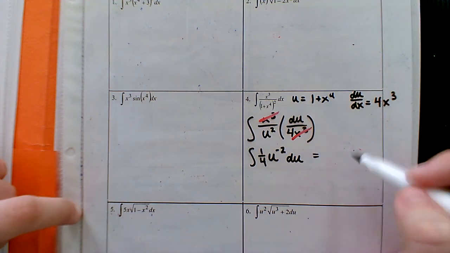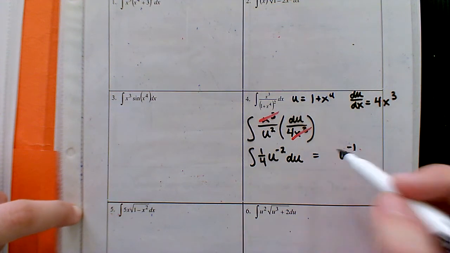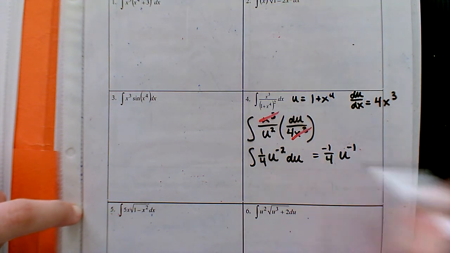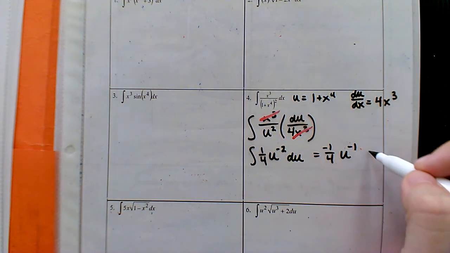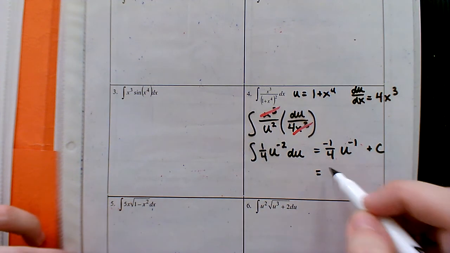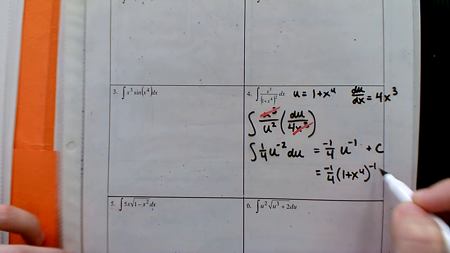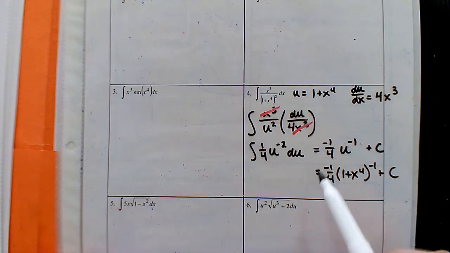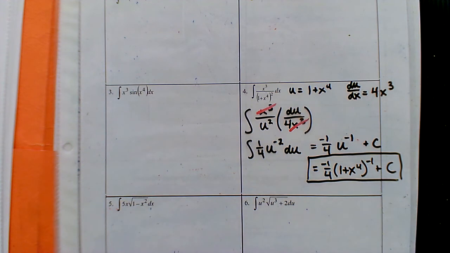Let's work backwards. We'll find our antiderivative. We'll add 1 to the power, divide the coefficient by the new power. We don't know the bounds, so we need that plus c. So it looks like we'll have negative 1 over 4, and then 1 plus x to the 4th to the negative 1st, plus c. You can leave it like that. If you don't like the negative power, you can move it to the bottom of the fraction. It would go where that 4 is in the coefficient out front.